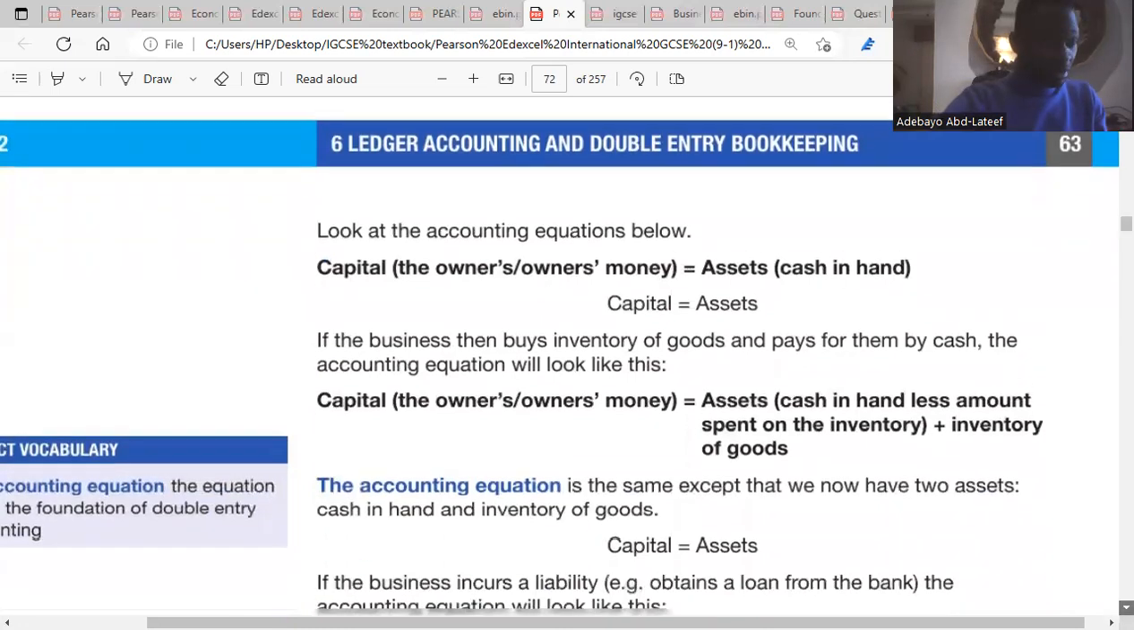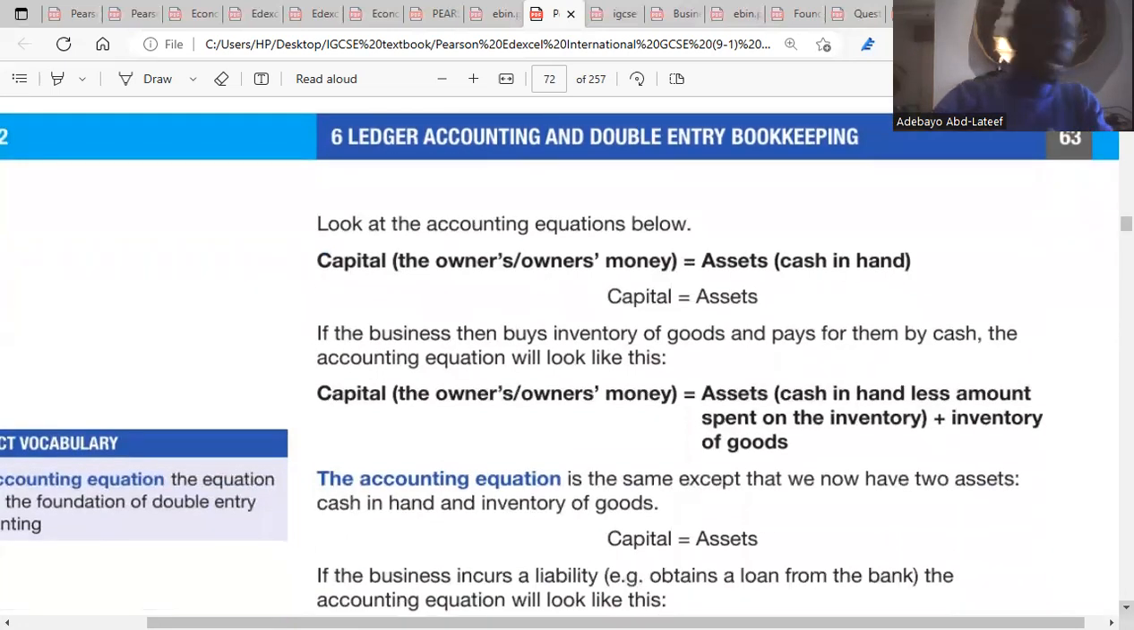For the accounting equation, capital, that's the owner's money, equals assets, cash in hand. So the cash you have at hand is an asset to the business. It is called current assets. And the owner's money, it's capital, or investor's money, it's what? Capital, because it doesn't belong to the business. So if the business then buys inventory of goods and pays for them by cash, the accounting equation will look like this. So we started with capital equals assets, or assets equals capital.